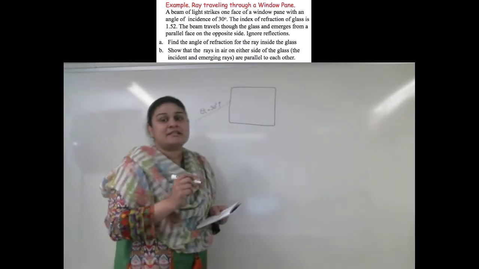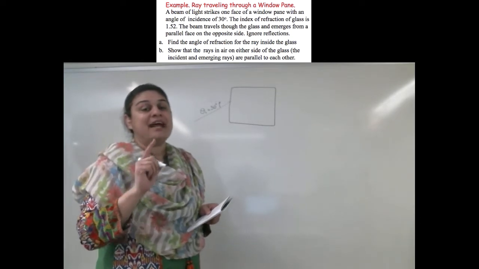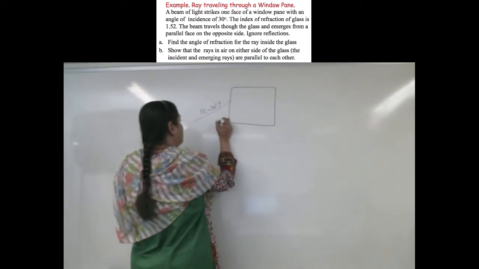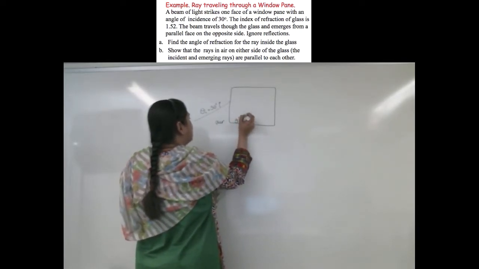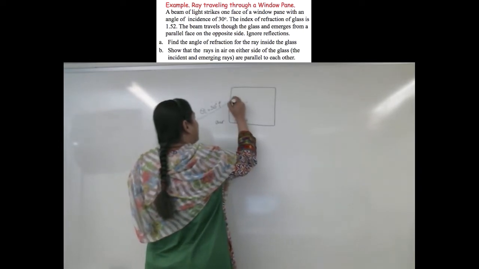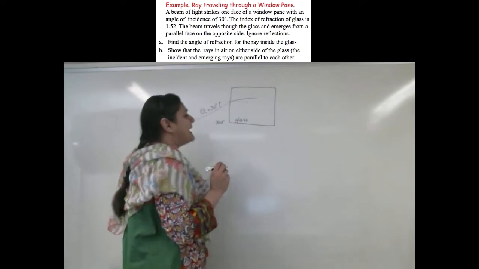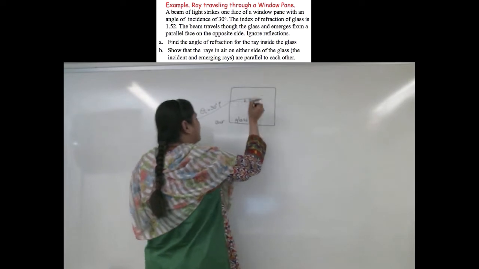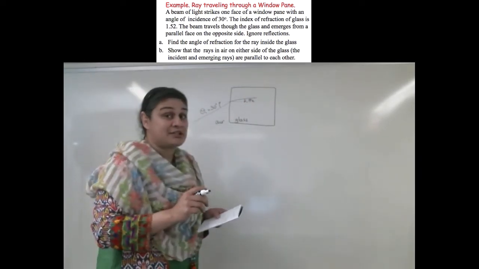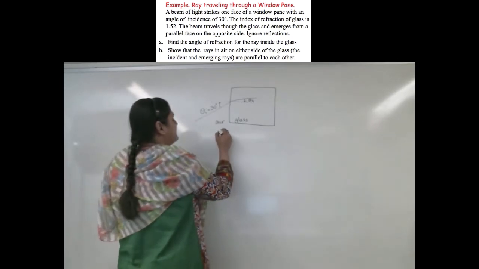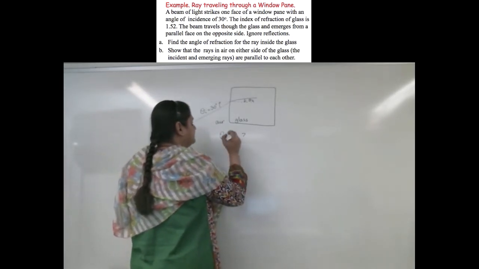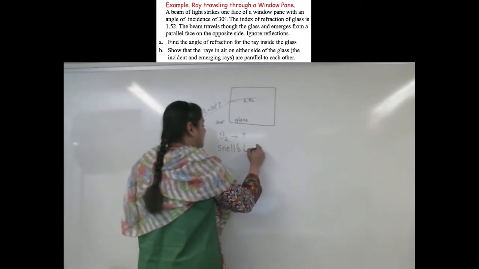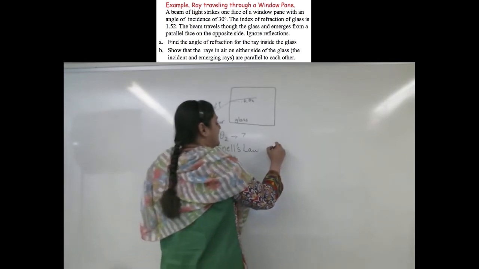What do we have to find? We have to find the angle of refraction for the ray inside the glass. As it is going from air into glass, it is going from a lighter to a heavier medium, so it is going to bend towards the normal. This angle is the angle that we are trying to find. That is theta 2, or the transmission angle, as we call it. We have to find theta 2, and we can use Snell's law in order to do that. What does Snell's law say?